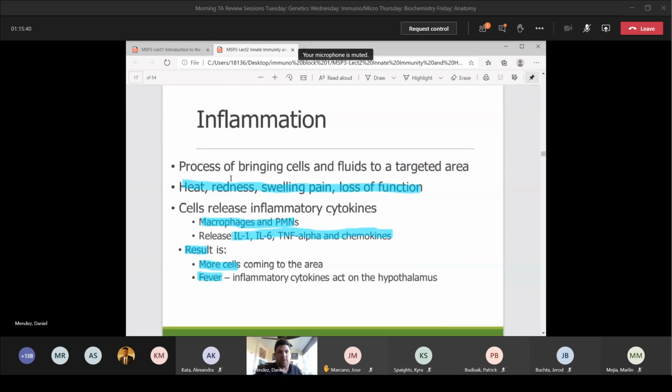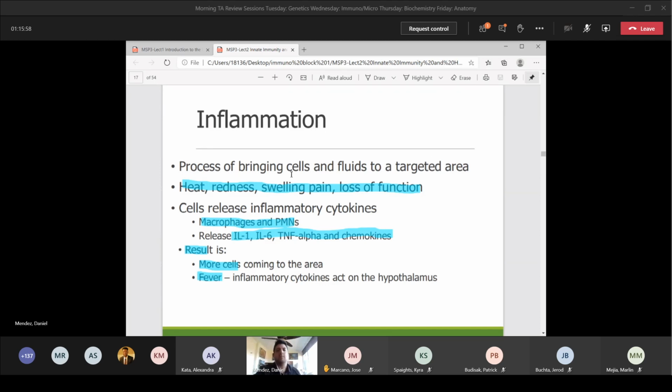This part's pretty important, the inflammation. You'll get into it when we get into path. You'll get into it later on in this course. You'll get into it in physio. It is important to know inflammation and the steps to inflammation. So some of the key features that we see are heat, redness, swelling, and loss of function.